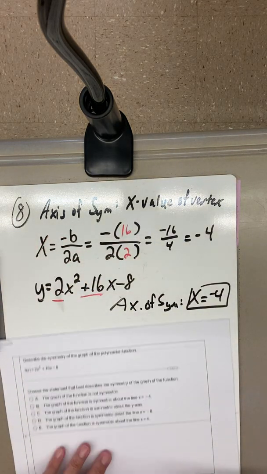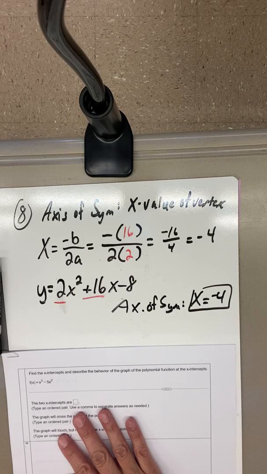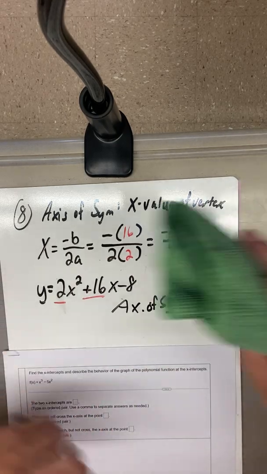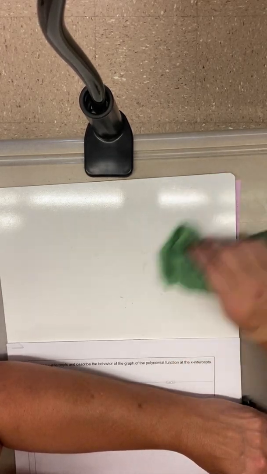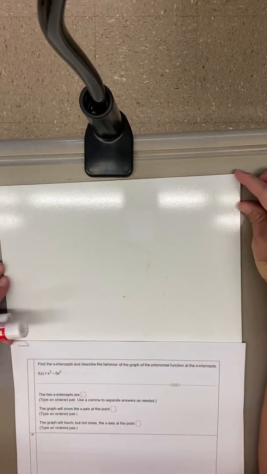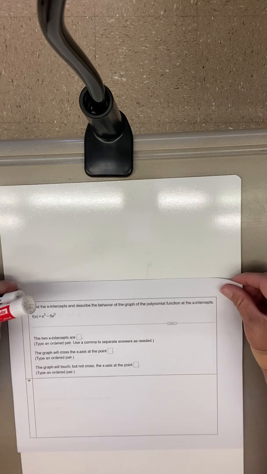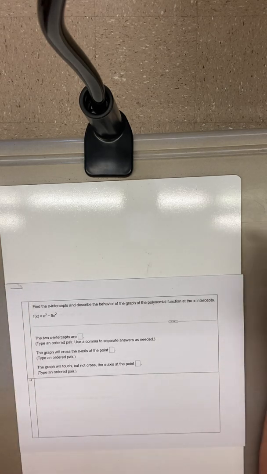All right, let's look and see what number 9 is wanting us to do. Okay, number 9 gives you, we're out of quadratics right now, and we're on to a cubic function, x to the third. It says find the x-intercepts, and describe the behavior of the graph of the polynomial function at the x-intercepts.